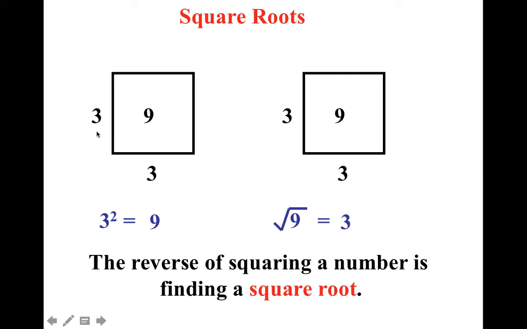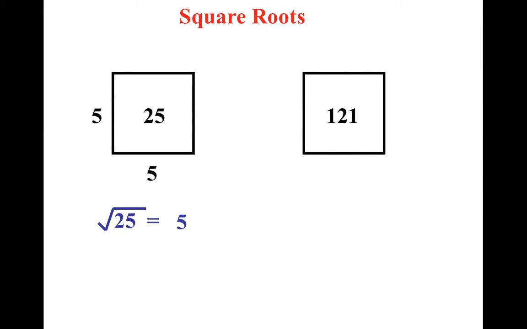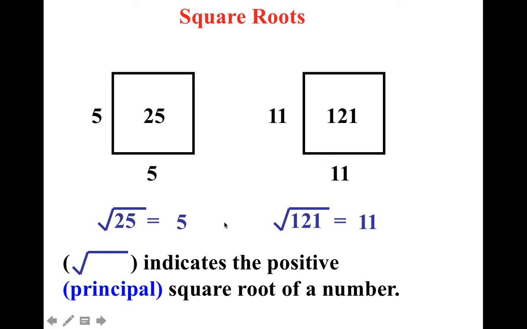Notice when you square a number, you know the sides, you're trying to find the area. When you're taking the square root, you know the area, you're trying to find the sides. So what would the sides be if 25 was the area of the square? Or what is the square root of 25? You guessed it, 5. And what would the answer be for this one? You guessed it, 11. All right, so you notice the square root sign indicates the positive or principal square root of a number.